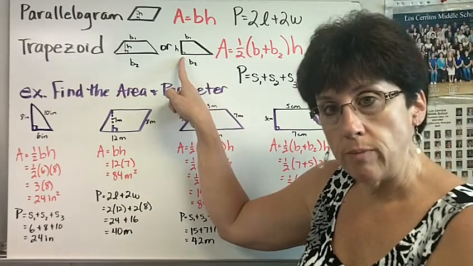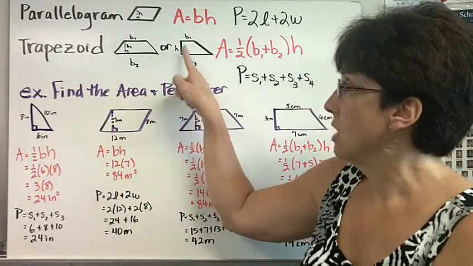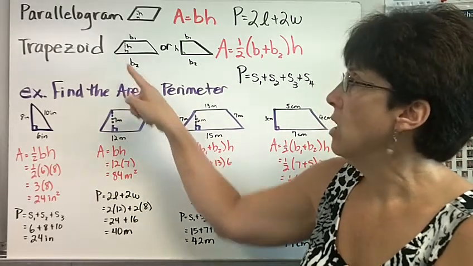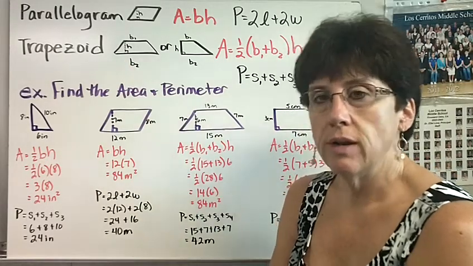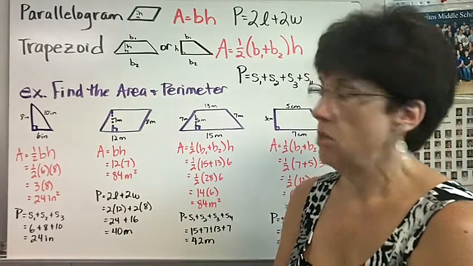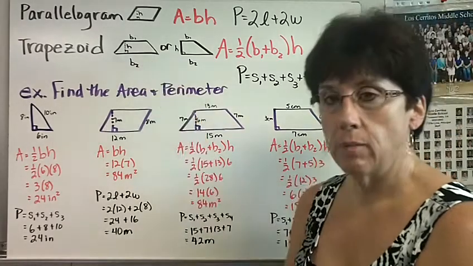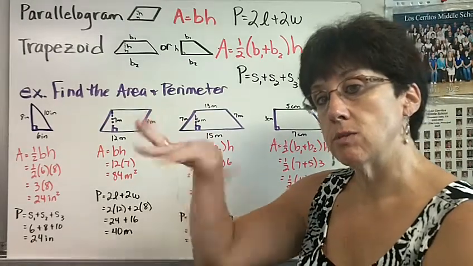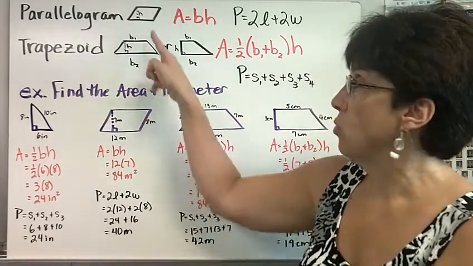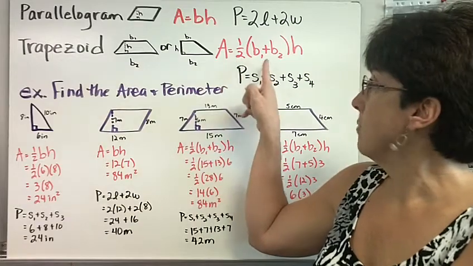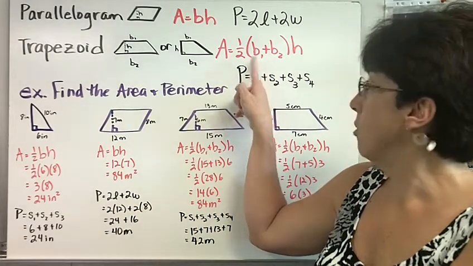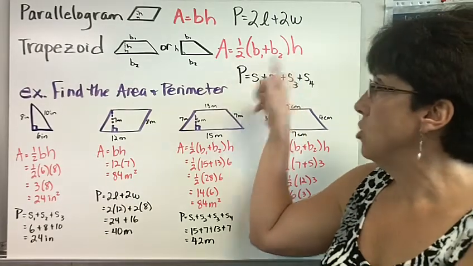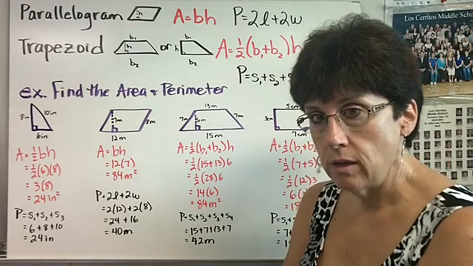In this trapezoid, the height is at the corner. It's a 90-degree angle. This one, I had to draw it in. So what we want to do is find the average of the bases. So we add them together and divide by 2. Well, dividing by a number is the same as multiplying by its reciprocal. So what the formula says is add the bases together, multiply that by 1/2, and then times it by the height. Do you notice it looks a lot like a triangle formula?